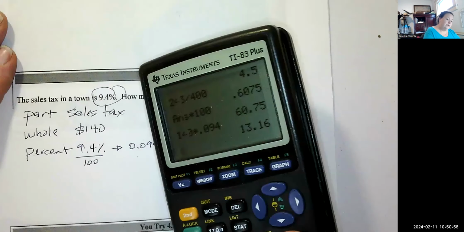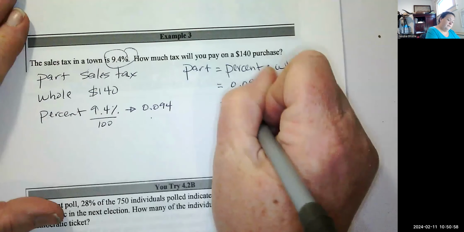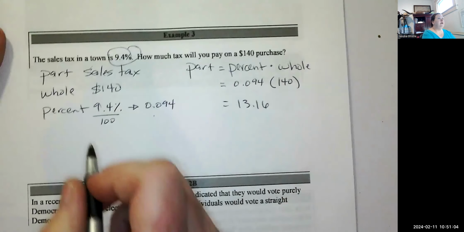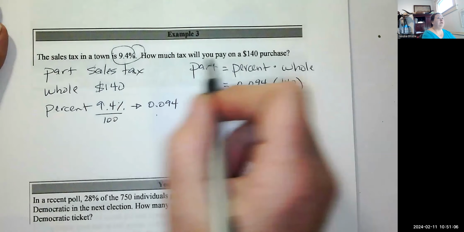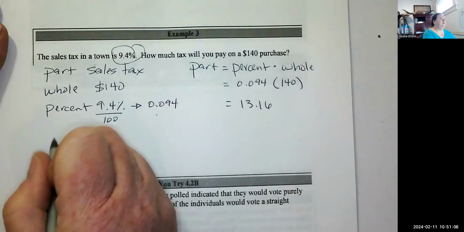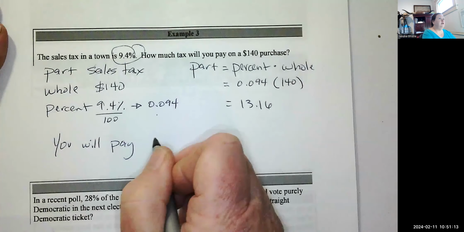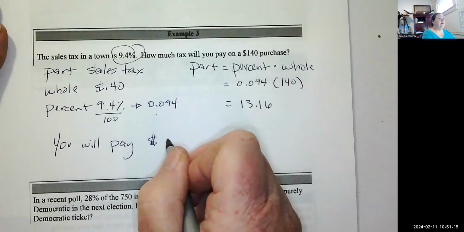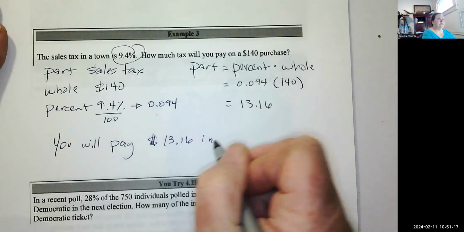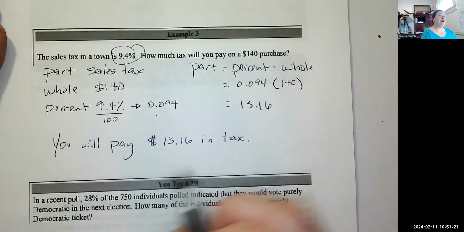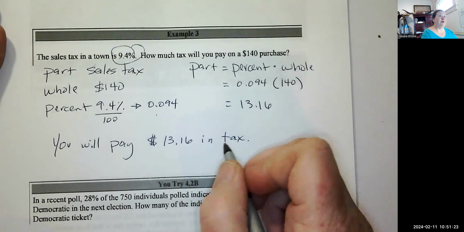And I get 1316. This is a word problem, so I need to answer it in sentence form, with correct rounding and correct units. All right, so how much tax will you pay? You will pay $13.16 in tax. I didn't have to round here because I already got the correct rounding when I put it in my calculator.